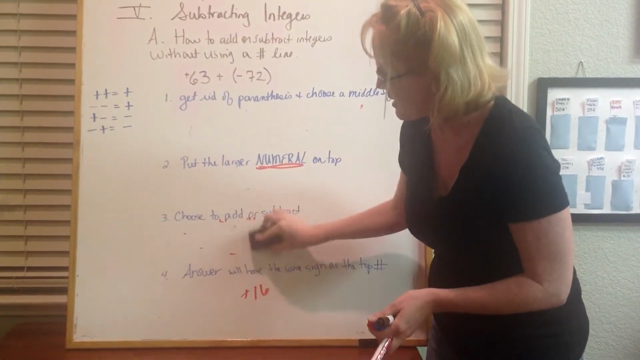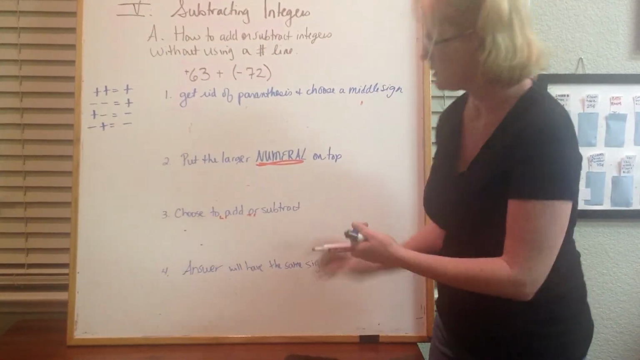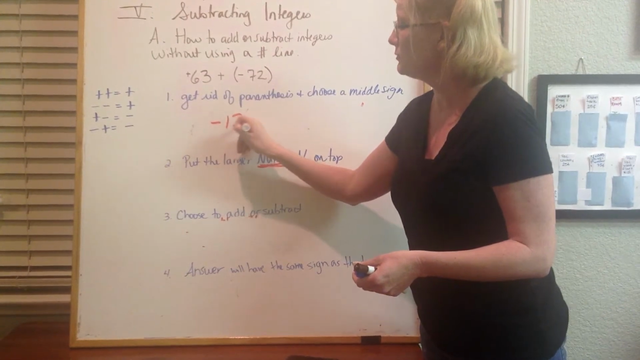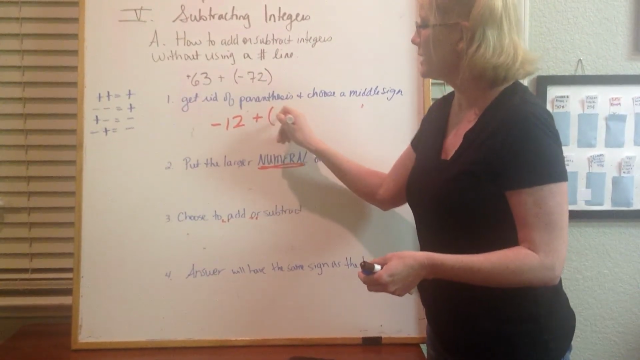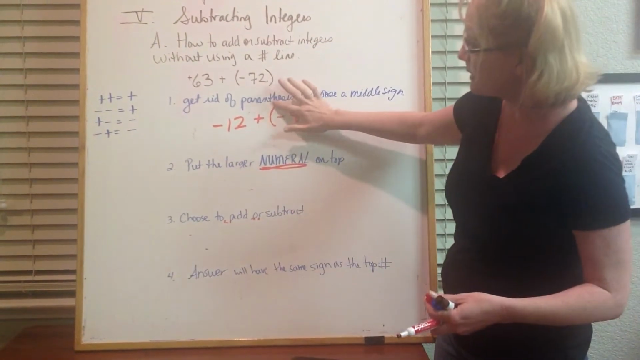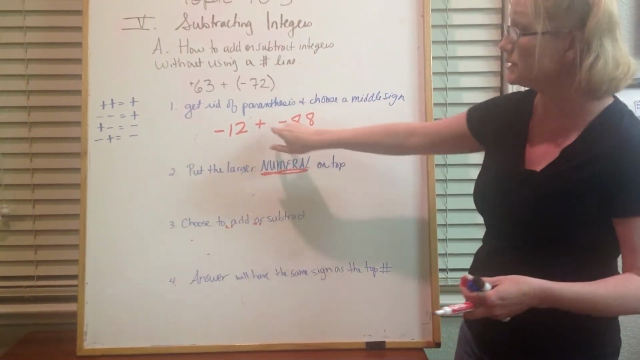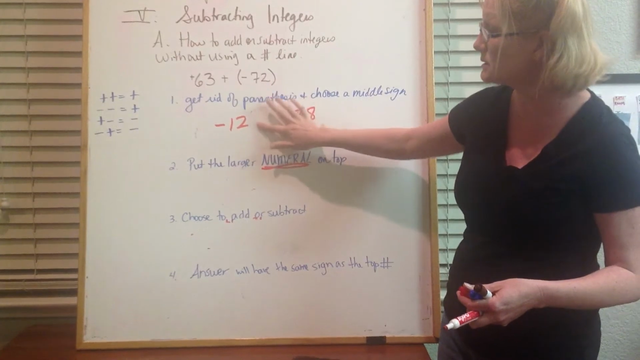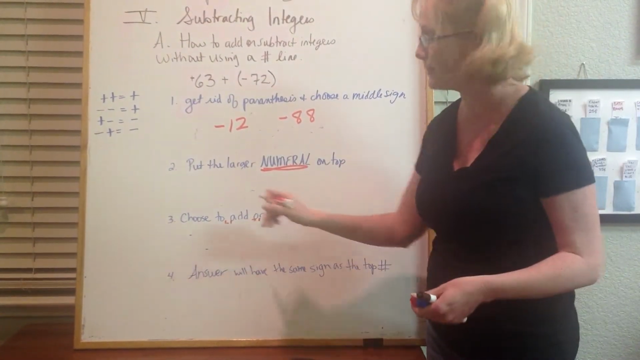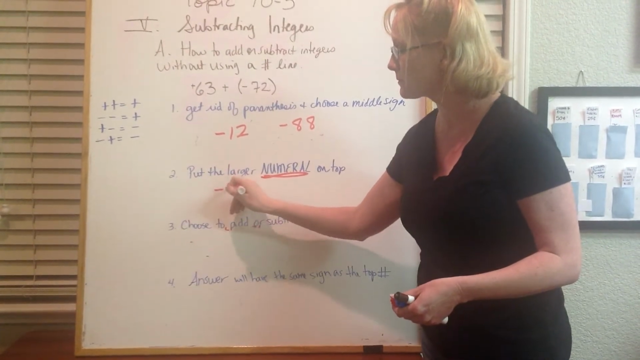What if I have negative 12 plus a negative 88. So again, I get rid of my parentheses. I have a plus and a minus, so it tells me it's going to minus. I'm going to put my larger numeral on top. That's the 88. It's not my larger number, but it's my larger numeral.